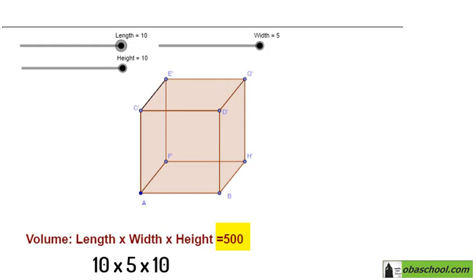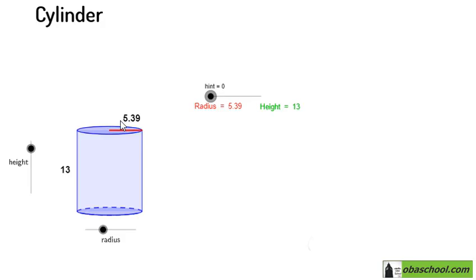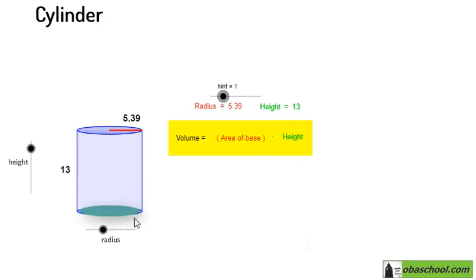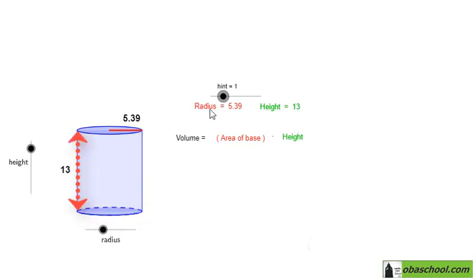If the object is a cylinder, in order to know its volume, the equation states that the volume of a cylinder is equal to the area of the base multiplied by the height. Here's the base, which is the area of the circle, multiplied by its height.